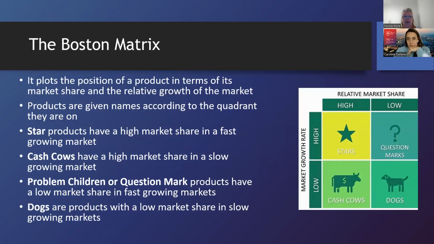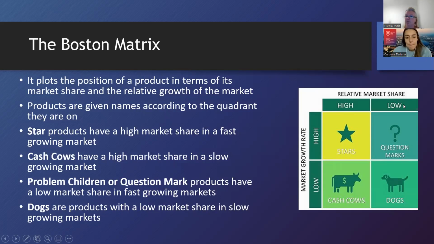So if we look at the little matrix on the right, first of all, you can see 4 different categories. Across the top, we have the relative market share. How much of the market are we selling to? Okay, are we selling to most of the consumers or some of them? Okay, and how quickly is the market growing? So if you look at these and match them, high growth rate, high market share, it's a star.